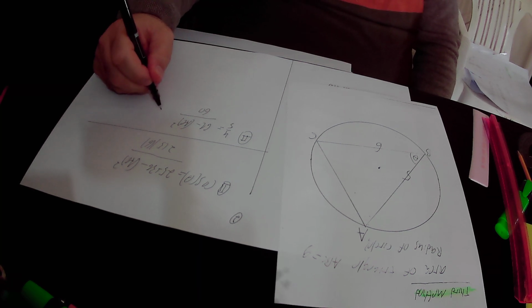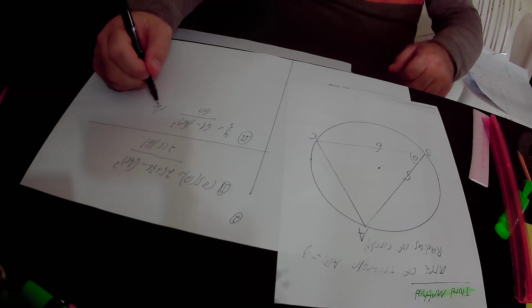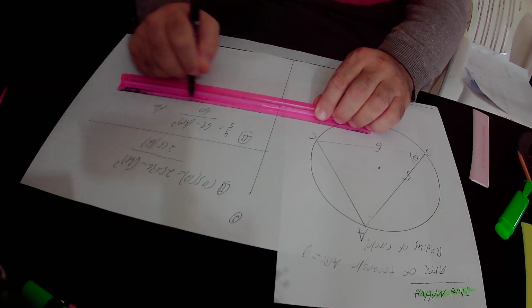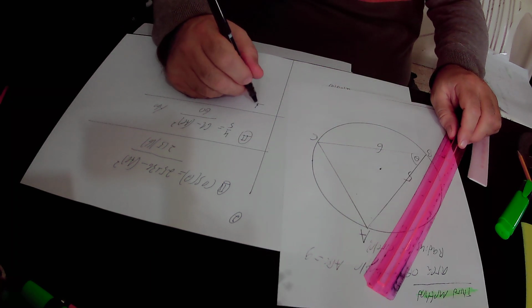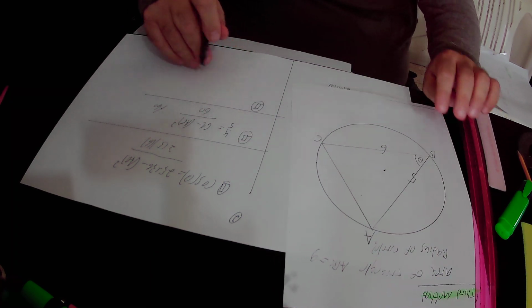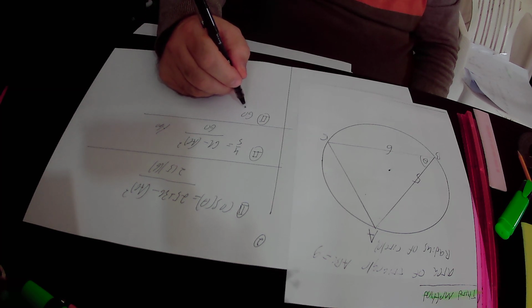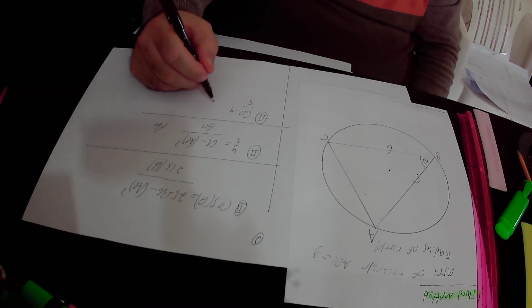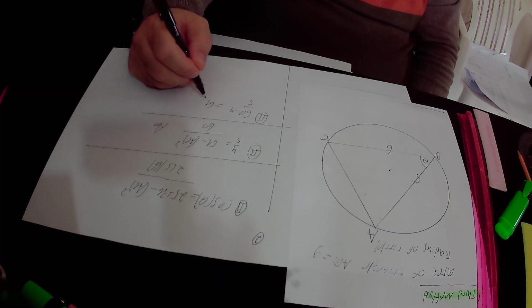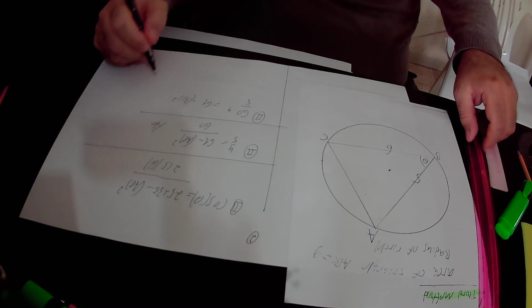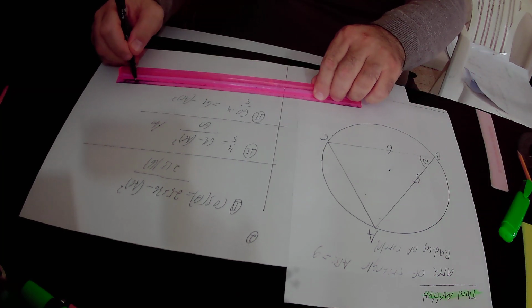Here we'll multiply this equation by 60. By 60 we get that, according to equation number 2, 60 times 4 over 5 equals 61 minus AC squared. Here 60 over 5 is 12.